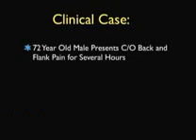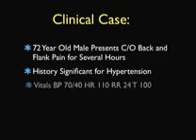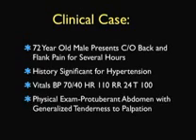Let's discuss a clinical case that highlights the utility of bedside ultrasound for abdominal aortic aneurysm. Our patient is a 72-year-old male presenting to the ED complaining of back and flank pain for several hours. He has a past medical history significant for hypertension, and his vital signs on your evaluation include blood pressure of 70/40, very hypotensive in a patient whose usual systolic blood pressure is 160 to 180. He has a heart rate of 110, a respiratory rate of 24, and a temperature of 100.